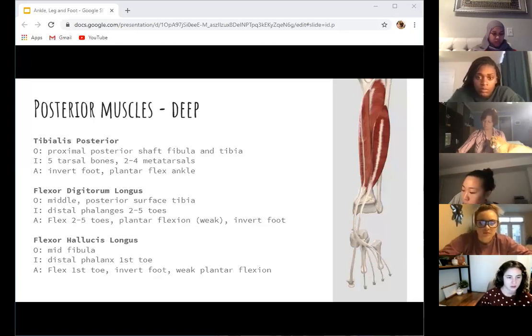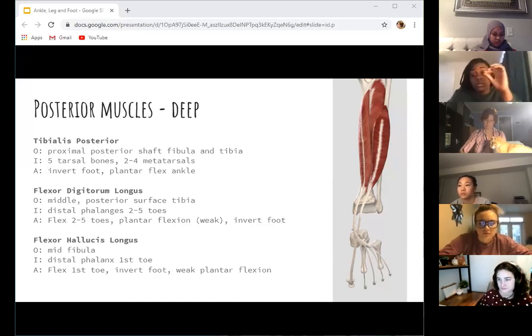This group is made out of the tibialis posterior, the flexor digitorum longus, and the flexor hallucis longus. The tibialis posterior originates on the proximal posterior shaft of the fibula and the tibia, and it's going to insert on your 5 tarsal bones and the 2 through 4 metatarsals. When you're thinking about digits, it will be your toes 2 through 4.